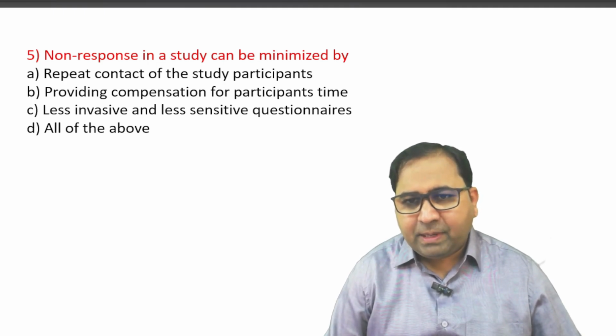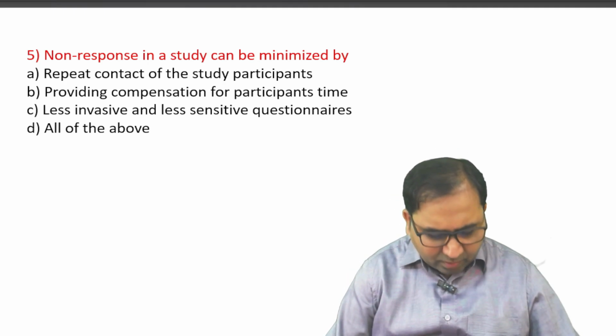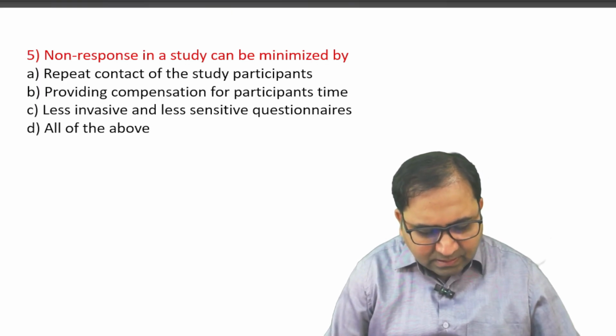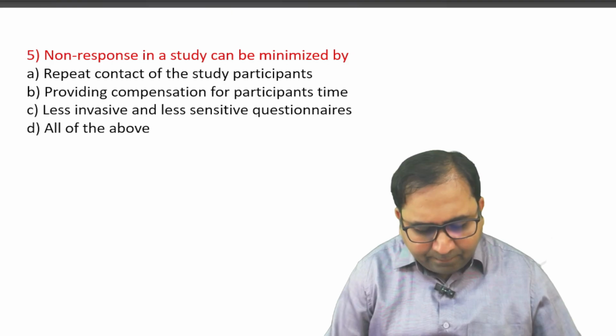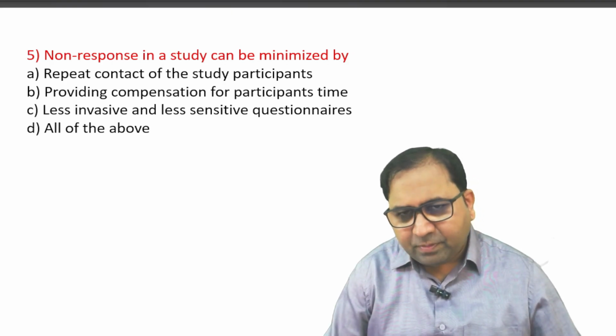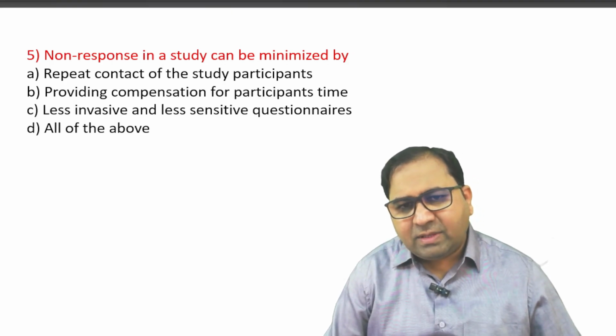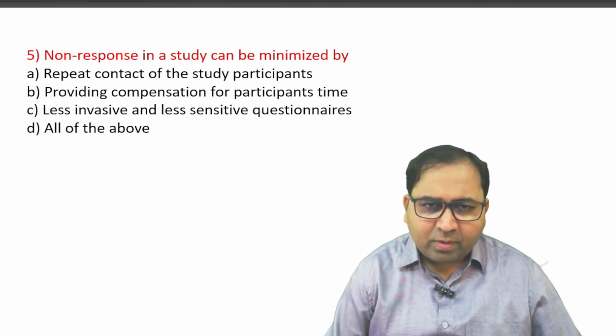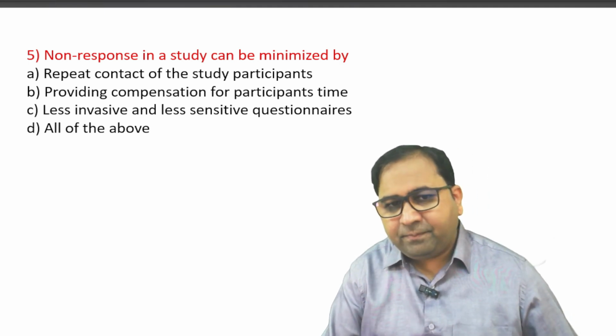Now the next question, non-response in a study can be minimized by what? The options are A, repeat the contact of the study participants, or B, providing compensation for participants' time, or C, less invasive and less sensitive questionnaires, or D, all of the above. Let us see the options again.